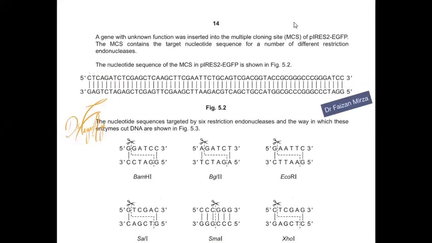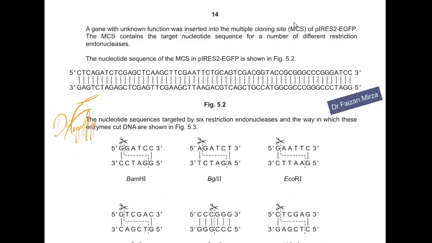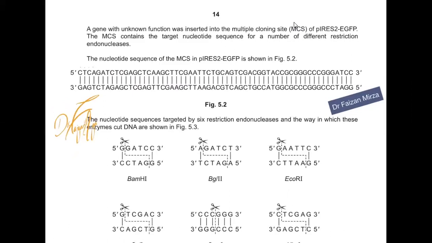They are saying the gene with unknown function was inserted into the multiple cloning site, the MCS region. The MCS contains target nucleotide sequences for a number of different restriction endonucleases. The nucleotide sequence of the MCS is shown. So figure 5.2 shows you the MCS region. This entire sequence is displayed to you. 5' to 3' is the upper strand. One strand is shown to you. 3' to 5', the opposite strand is shown to you. You can see complementary base pairing between all these nucleotides.